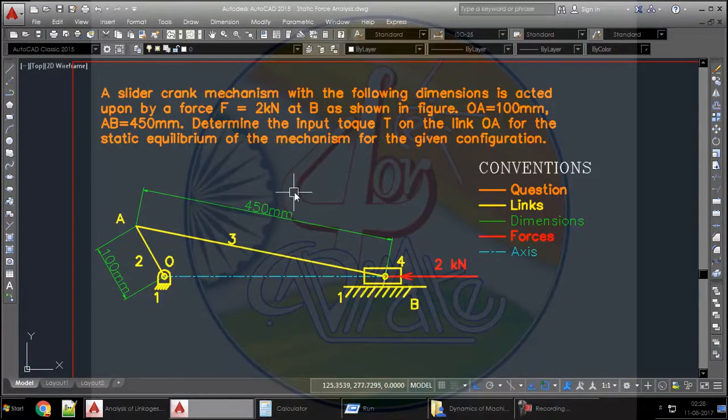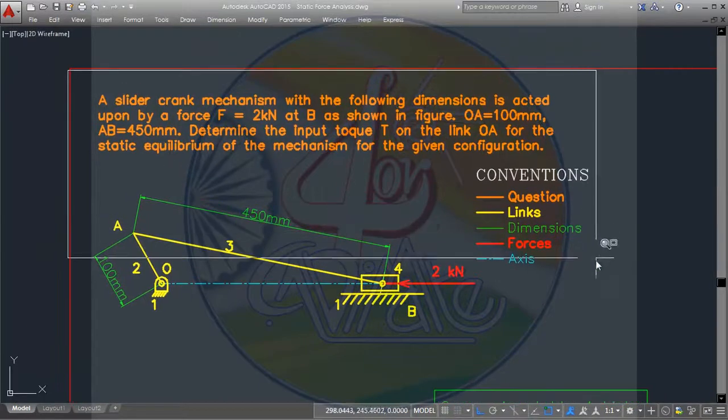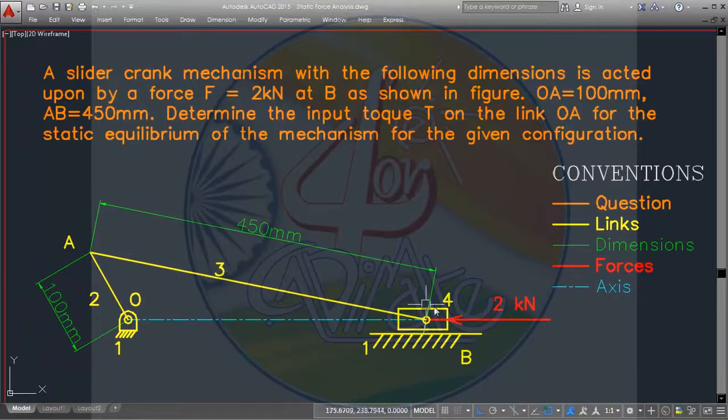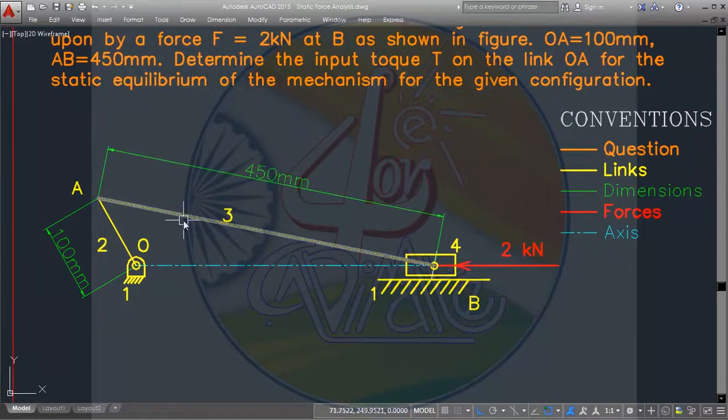Fine. So the problem statement is given. These are the details given to us. The slider crank mechanism with the force is acting here, and the lengths have been given 100 mm, 450 mm. Now using these dimensions, first we have to draw this diagram on the sheet.